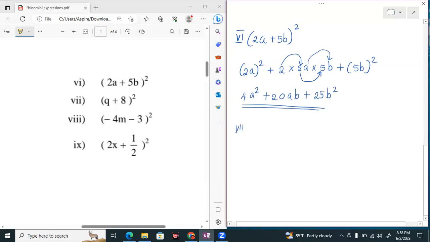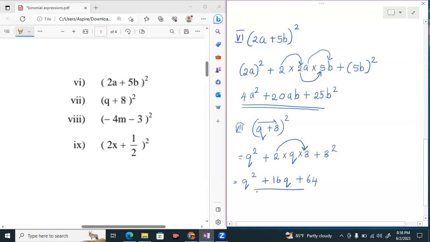Then the 7th one, (q + 8) squared. Then q squared plus 2 times q times 8, add 8 squared. Then q squared add 2 times 8, it is 16 times q. 8 squared is 64.